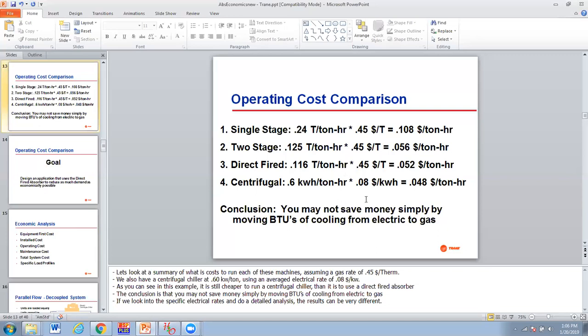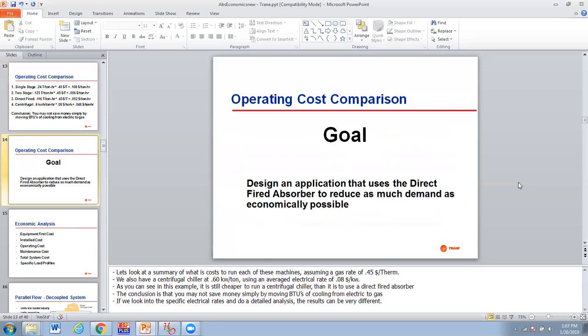And the centrifugal, we'll show this calculation in a minute, works out to be $4.8 per ton hour. So the conclusion at this point in the analysis is you may not save money simply by moving BTUs of cooling from electric to natural gas, because the centrifugal at this point could be cheaper. But the issue that we get into is the rate structures and the on-peak places that have very high demand charges for an on-peak period during the day versus off-peak period. It really skews the economics of the situation, as we'll see.